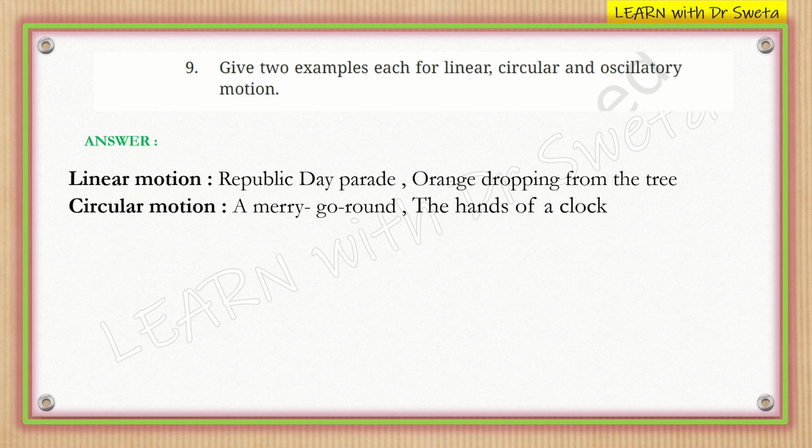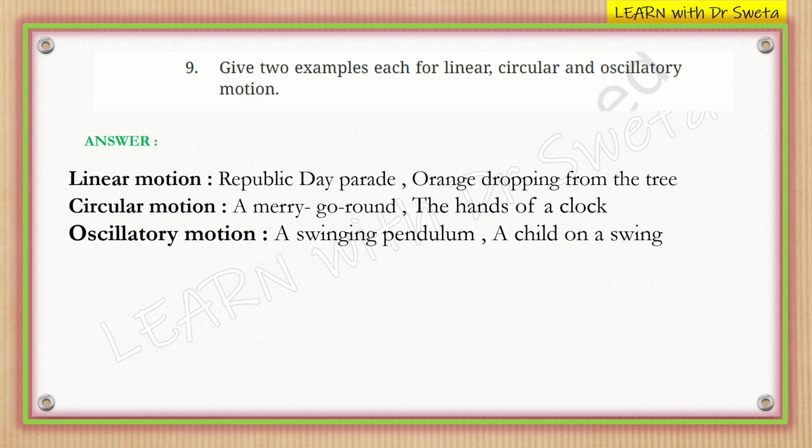And when an object moves to and fro about some fixed position, its motion is called oscillatory motion. So examples of oscillatory motion can be a swinging pendulum or a child on a swing.